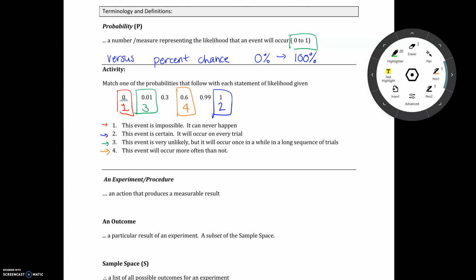There you have it. If an event is impossible, it has a probability of 0. If it's certain, it has a probability of 1. If an event is very unlikely to happen, but will happen every once in a while, we could use the probability of 0.01. That means that there's 1 chance in 100 trials that we expect that to happen. And this event will occur more often than not, a probability of 0.6, a 60% chance, so 6 times out of 10, more often than not. Whereas 0.99 would be highly likely to occur.